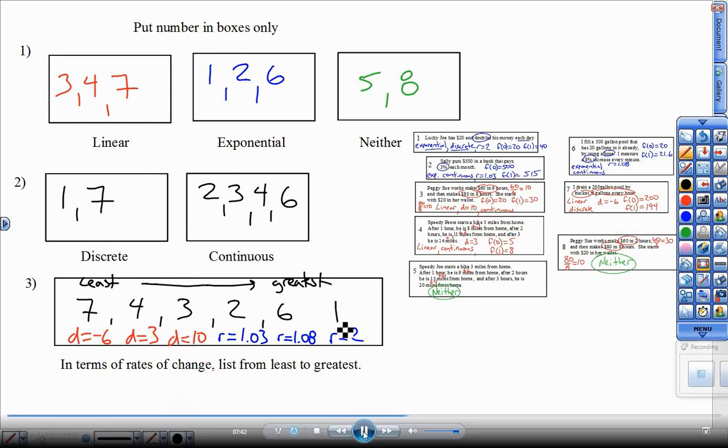Alright, so my key: 3, 4, 7 linear; 1, 2, 6 exponential; 5, 8 neither; discrete 1 and 7; 2, 3, 4, 6 continuous. From least to greatest, 7, 4, 3, 2, 6, 1, from -6 to 3, 10, and then R equals 2 is the biggest. Alright, next page has you write certain equations.